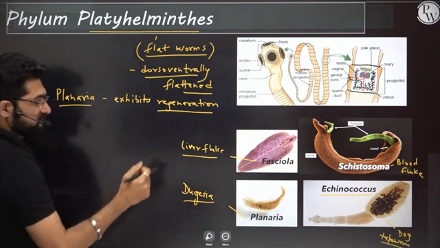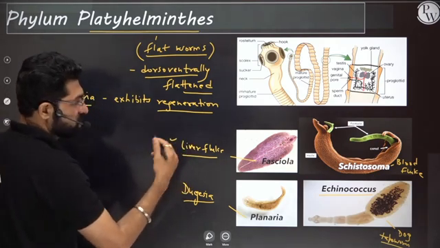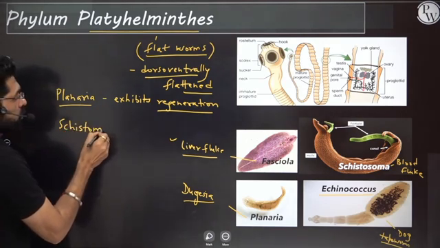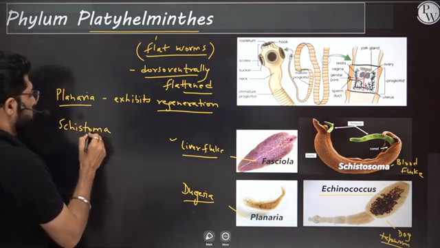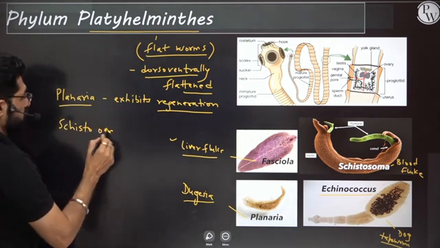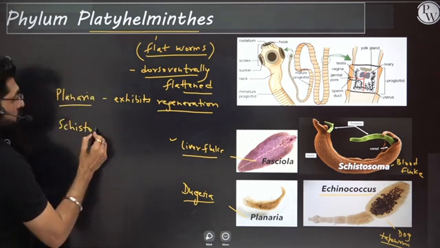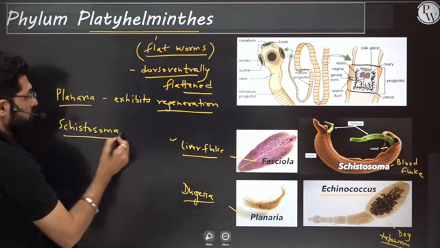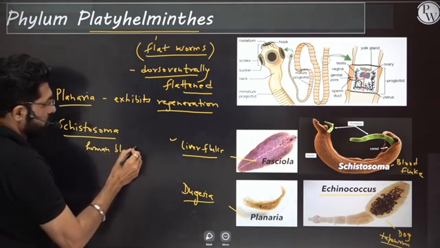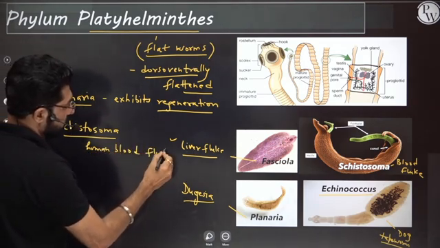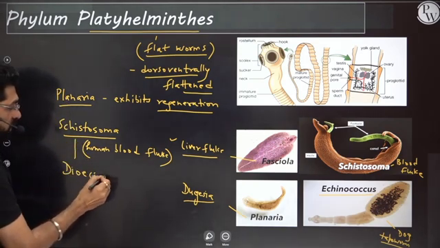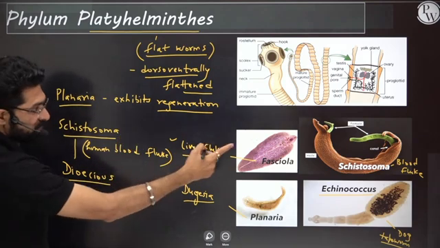Liver fluke causes a disease in sheep. Schistosoma is the human blood fluke. Here you can see. In the human blood fluke, I told you it is the dioecious organism. This is the only dioecious one here. Male and female you can find separate.